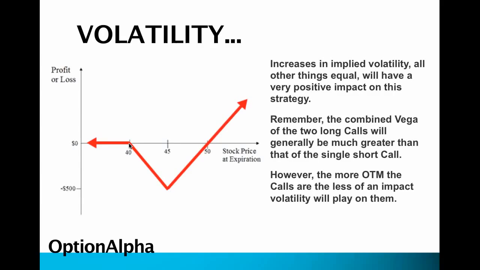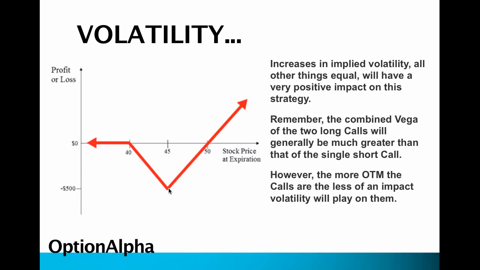So let's talk about volatility here. Increases in implied volatility, all other things being equal, is going to have a very positive impact on the strategy. Remember that when we were building this strategy, we were short one option at 40 and long 2 options at 45.